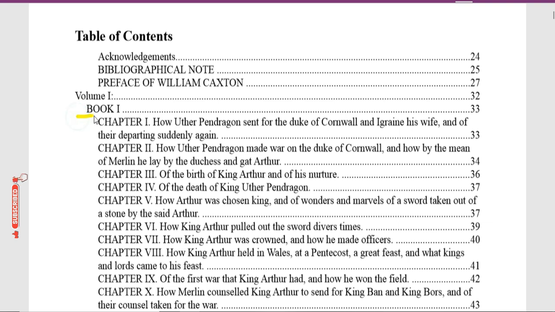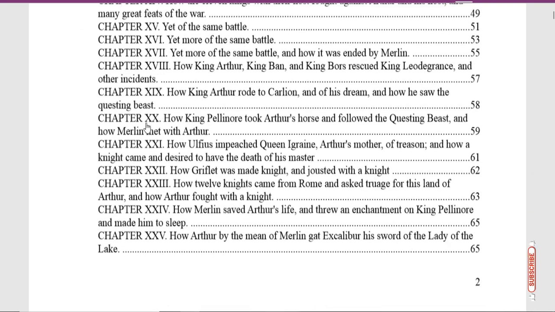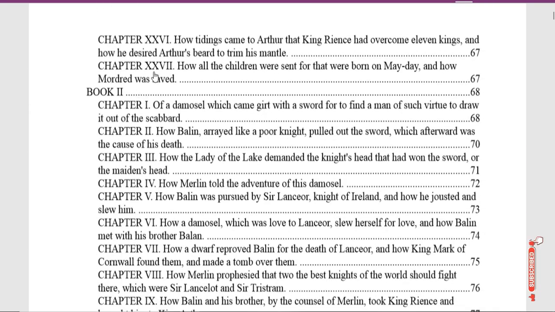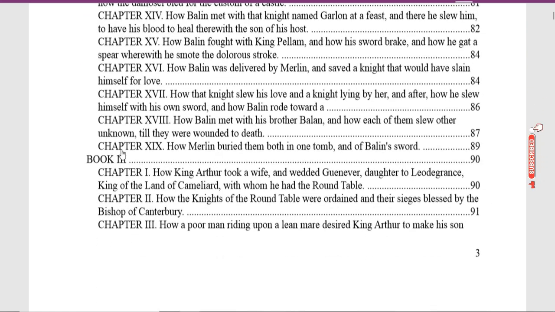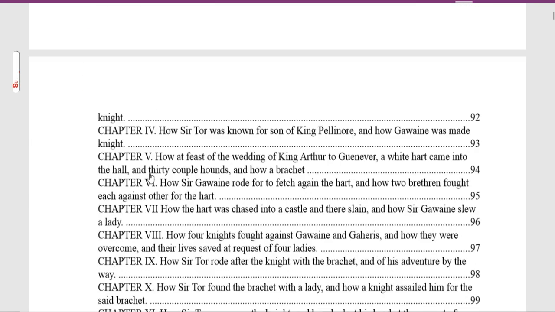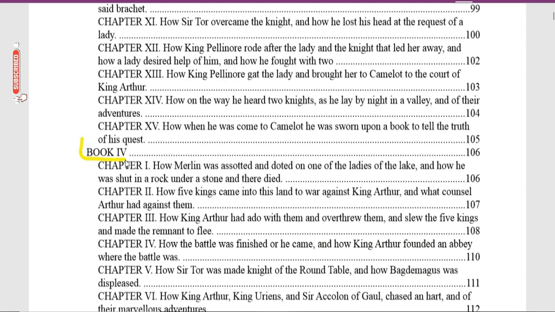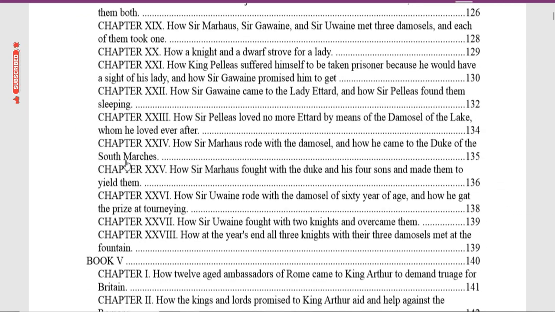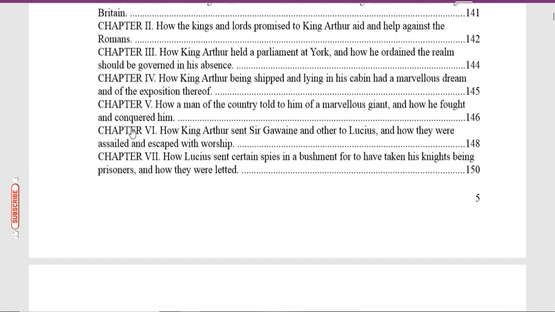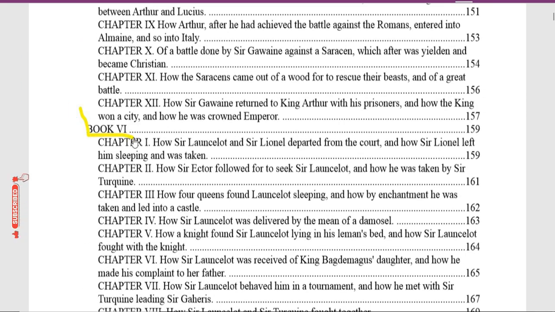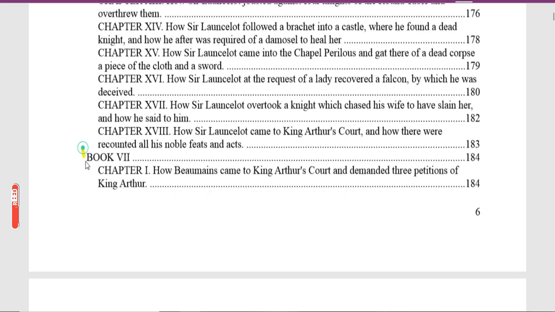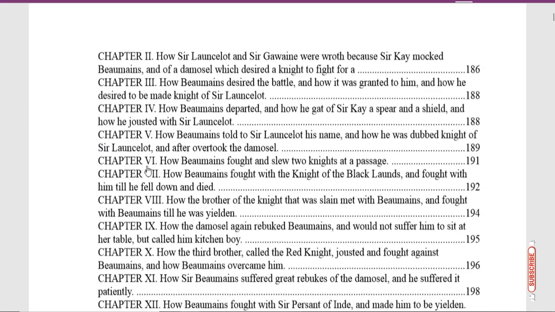So Book 1 is here, and in this Book 1 there are many chapters, almost 26 chapters. Then this is Book 2, just for reference I'm telling you today. Then this is Book 3, and I'll read out certain titles also. Then Book 4, then Book 5. What I'm trying to say is these are simple introductory things, so at least it will give you an idea of what is there, and the number of books.